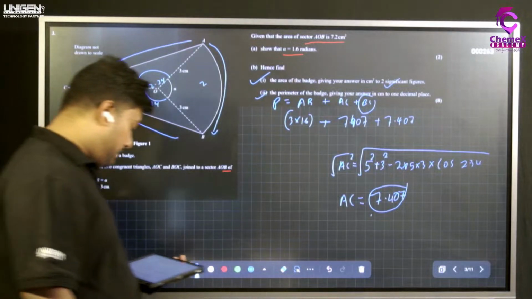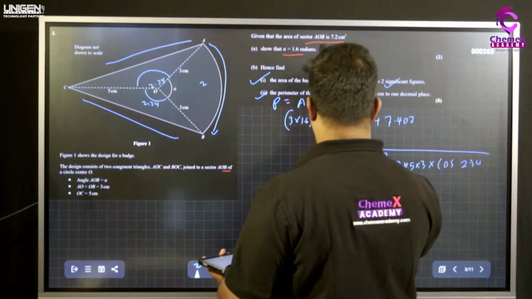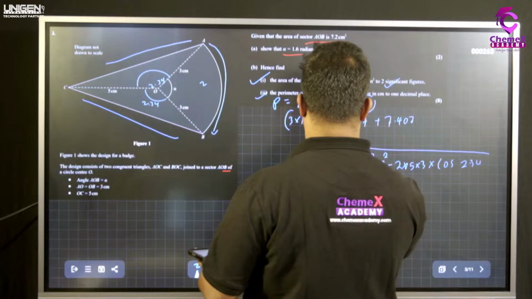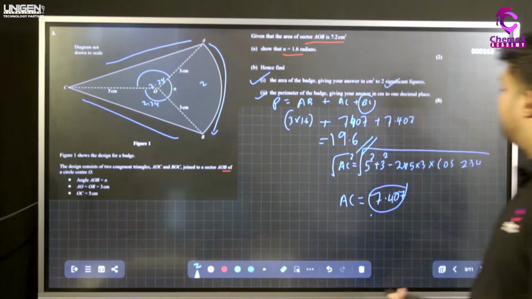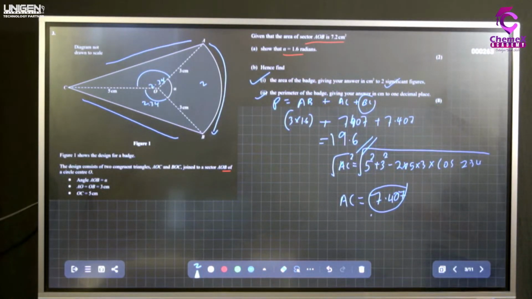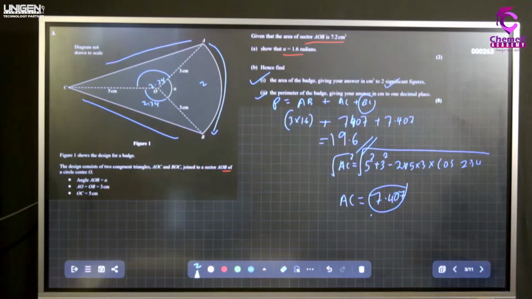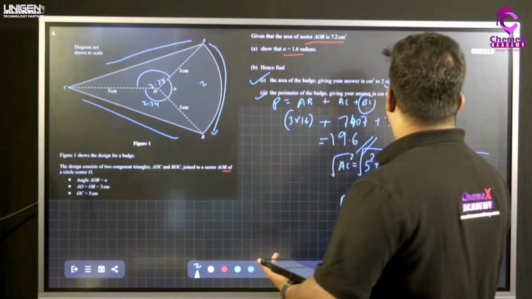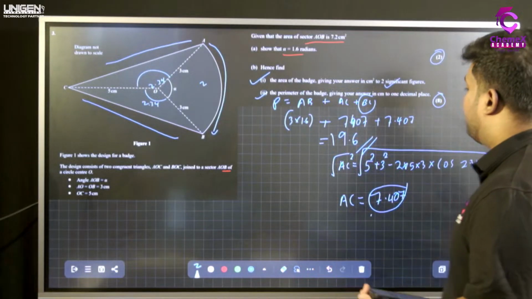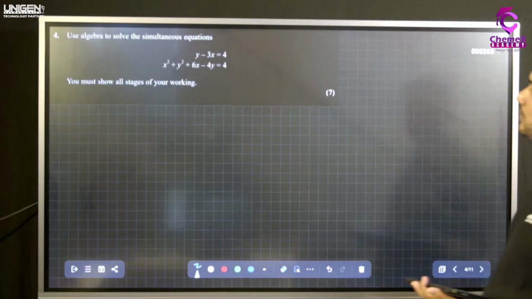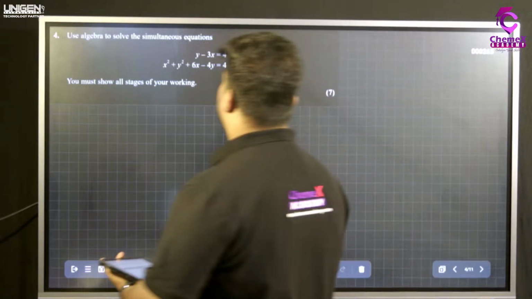So the answer is going to be 19.6 perimeter. Any questions with the perimeter? Namita and Vivek, any questions? No, sir. Okay, so that's 8 marks for those two. 10 total. Fourth question. Looking at it, it's a simultaneous.